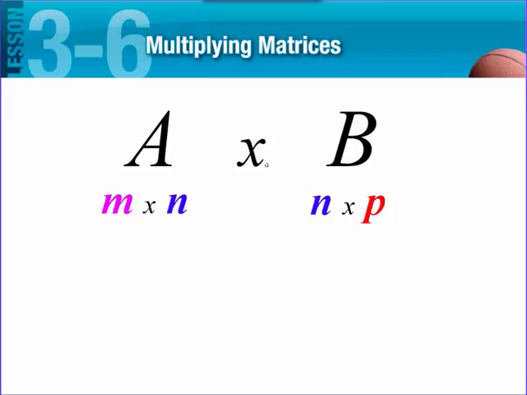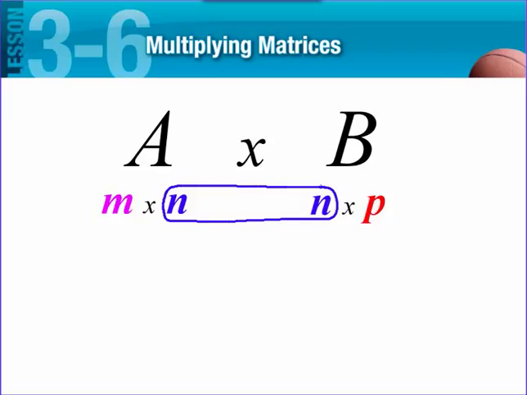If you notice here, I have matrix A. I'm not going to show you what matrix A is. It's just a matrix, and its dimensions are m by n. I've got matrix B, and its dimensions are n by p. In order for you to multiply two matrices together, these middle dimensions have to be the same. That's why they're in blue. If they are not the same, you can't multiply them, and you would write not defined.